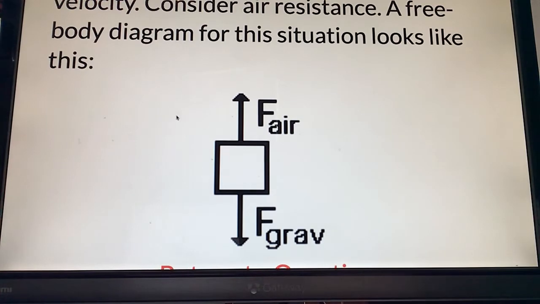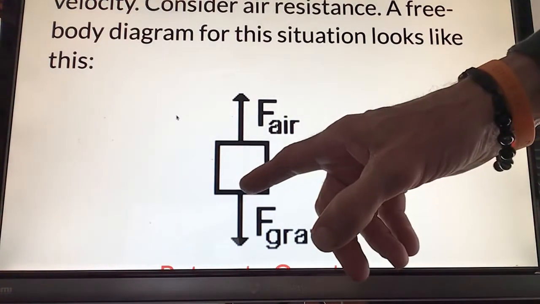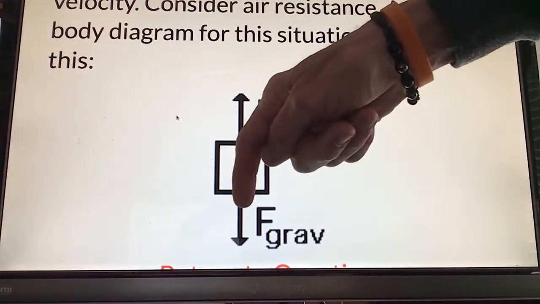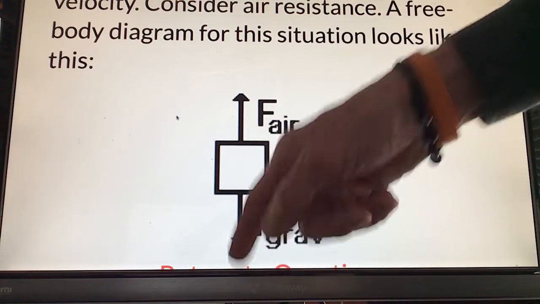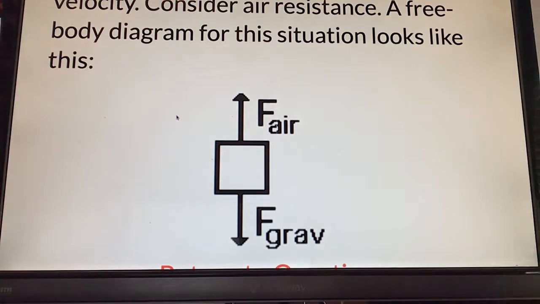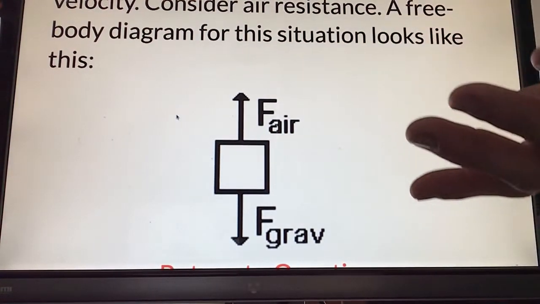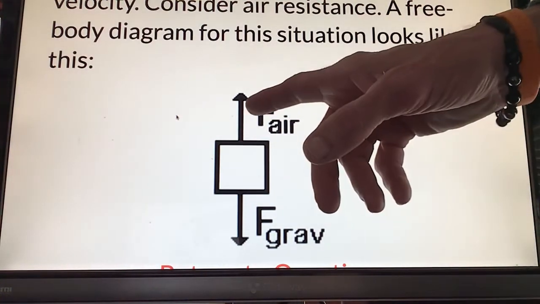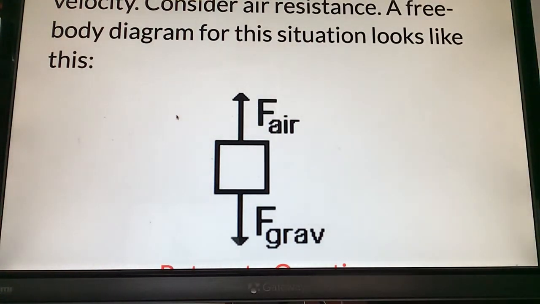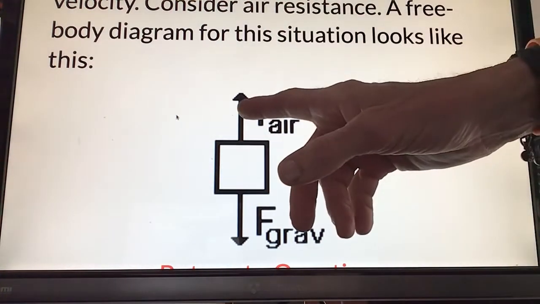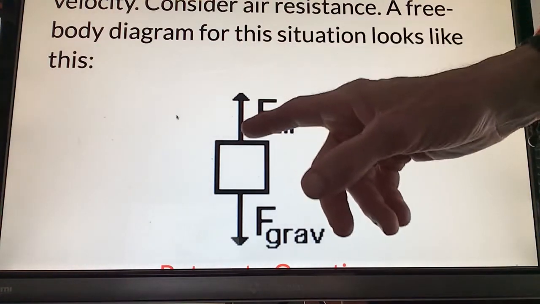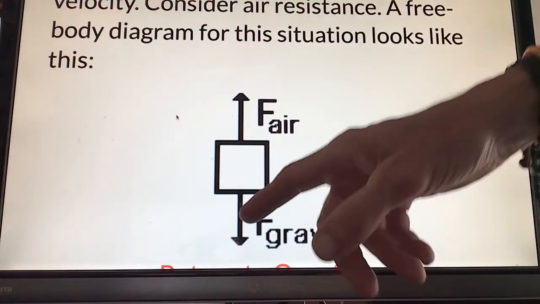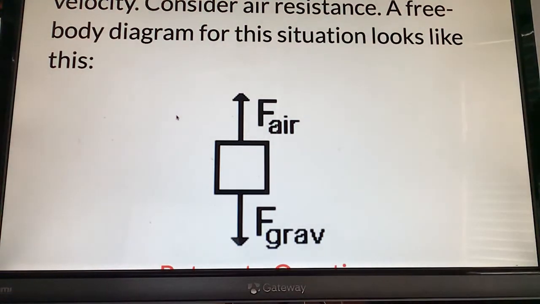If he was accelerating, if he just jumped out of the tree and was accelerating, the gravity arrow would be longer than the air resistance. Gravity's winning out. If he's decelerating as he's falling, like when a skydiver pulls the parachute, air resistance would have a longer arrow and the air would be winning out over gravity. Still falling, but not accelerating as much.